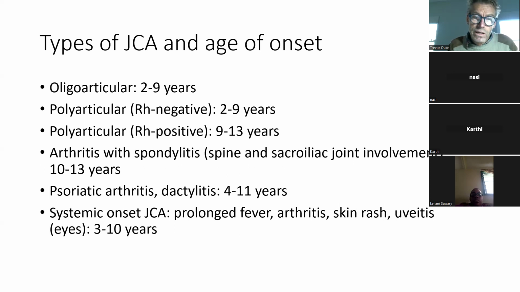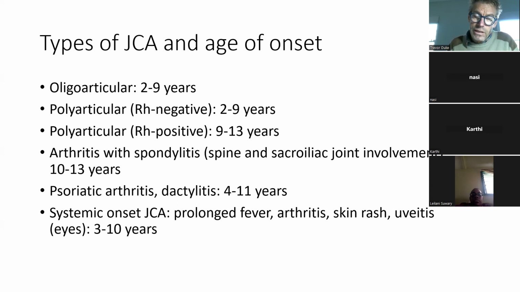Then there's a form of JCA that involves the spine, and particularly it causes a spondylitis. As you probably know, those children are more likely to be HLA-B27 positive. That's the characteristic feature, and there is a link between those types of arthritis and chronic inflammatory bowel disease. The main thing to know is that they get sacroiliac and spine involvement, and they're usually adolescents, older children.